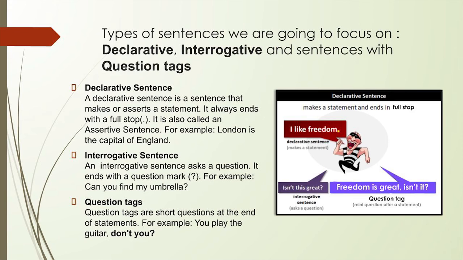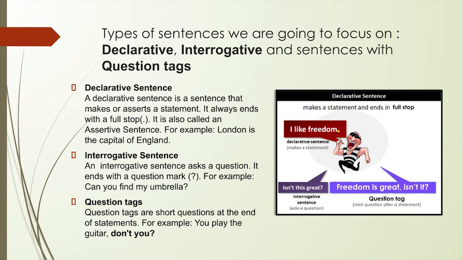Now comes the type of sentences we are to focus on: declarative, interrogative, and sentences with question tags. Declarative sentences are, as you all know, assertive sentences ending in a full stop, whereas interrogative sentences end in a question mark. Coming to question tags, these are short questions at the end of an assertive sentence.